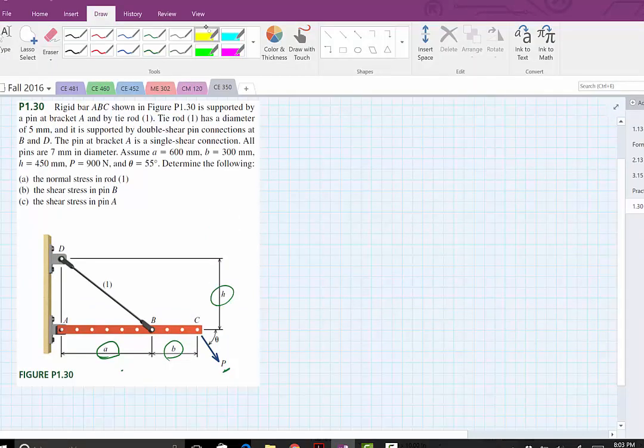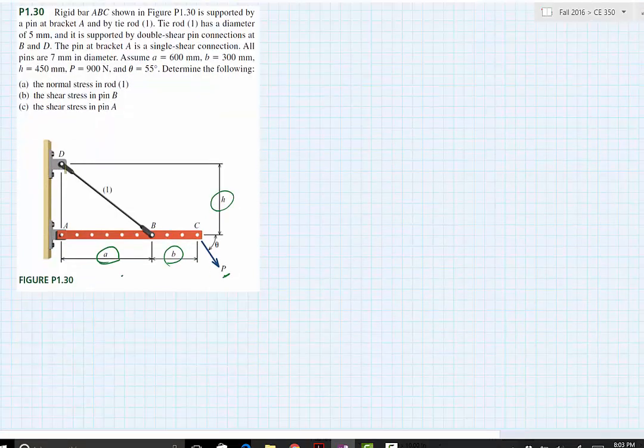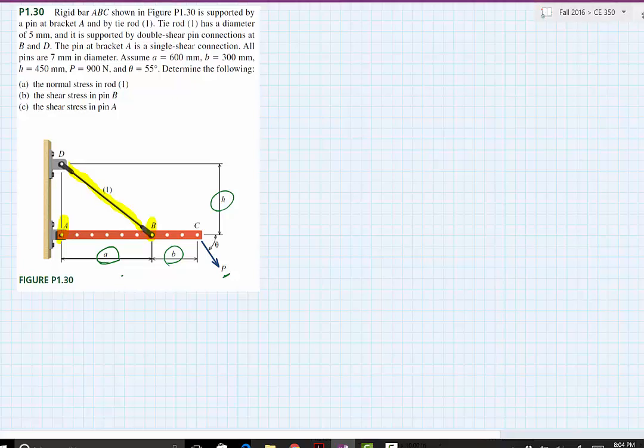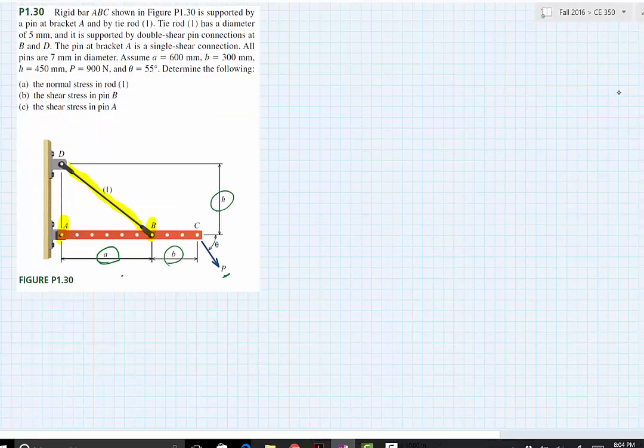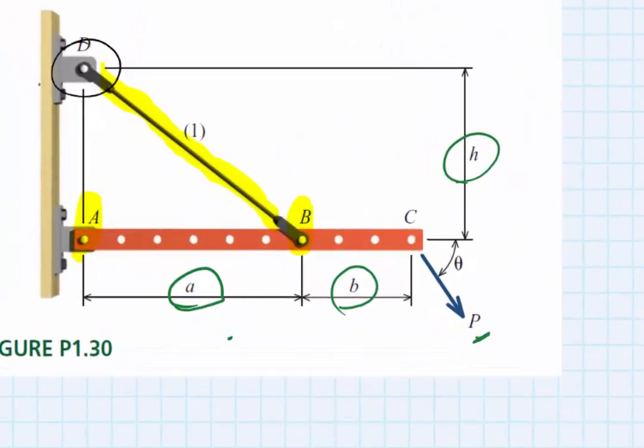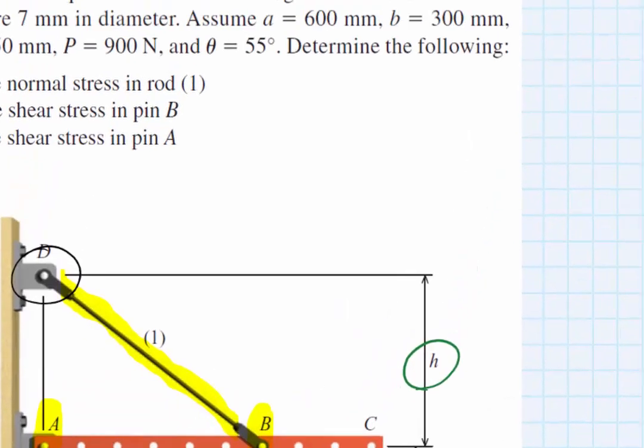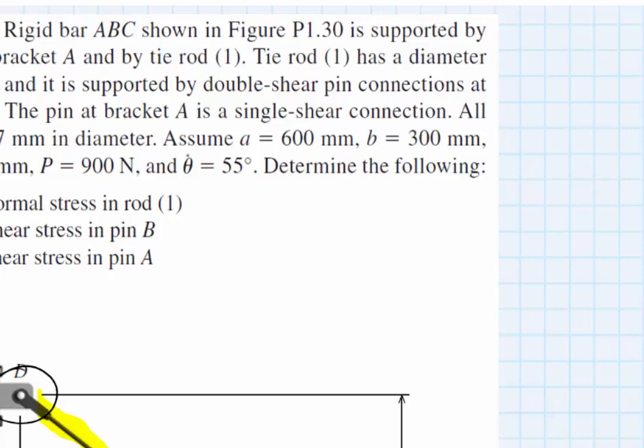The normal stress in rod 1, this is rod 1. The shear stress in pin B, which is here, and the shear stress in pin A, which is here. Okay? So really, we don't need anything up here. We can just neglect that. So what I'll do is draw a free body diagram. That's the first thing that I always like to do. We already determined our distances, where A and B and everything are. So the first thing that we can do now is just draw a free body diagram.